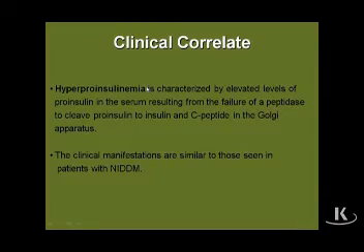Now, two clinical scenarios basically involve the Golgi apparatus. One is hyperproinsulinemia. This is characterized by elevated levels of proinsulin in the serum because of an enzyme defect, a peptidase defect that fails to cleave proinsulin to insulin and a related C-peptide in the Golgi apparatus. The clinical manifestations of this are similar to patients seen that have non-insulin-dependent diabetes mellitus.